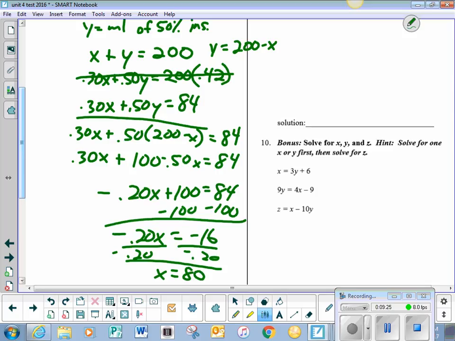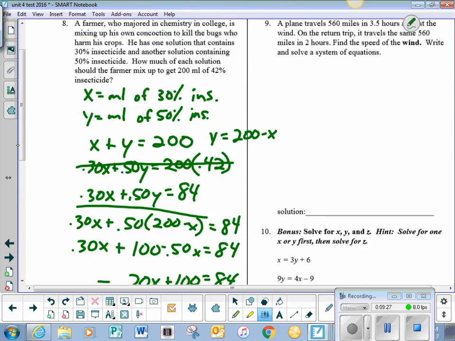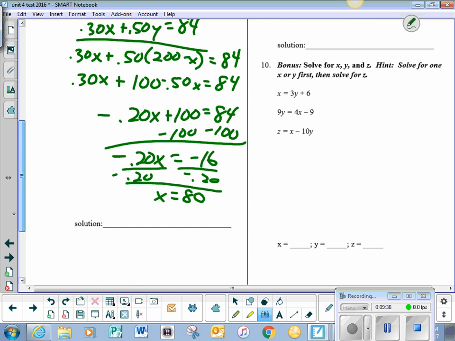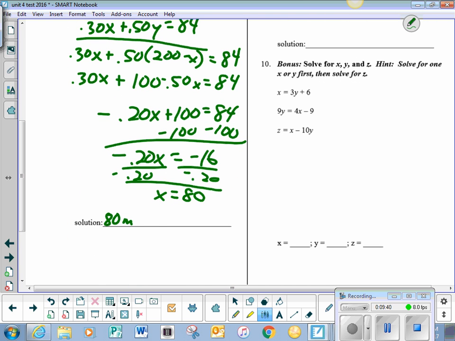80 what? X is 80. Milliliters. So there's 80 milliliters of this, and that means there is 120 of this. What does it ask for? How much of each solution? So 80 milliliters of 30%, and 120 milliliters of 50%. Okay. All right.